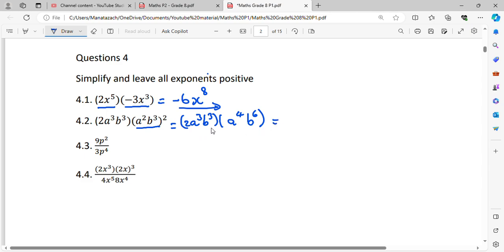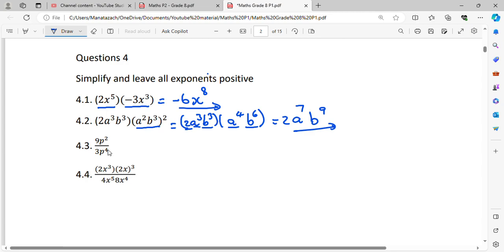Now this can first simplify as 2, right? So a cubed times a to the power 4 would be a, so 3 plus 4, that means the power would be 7 for a, and then b cubed and b to the power 6, you write b, 3 plus 6 is 9. So that will be the answer.